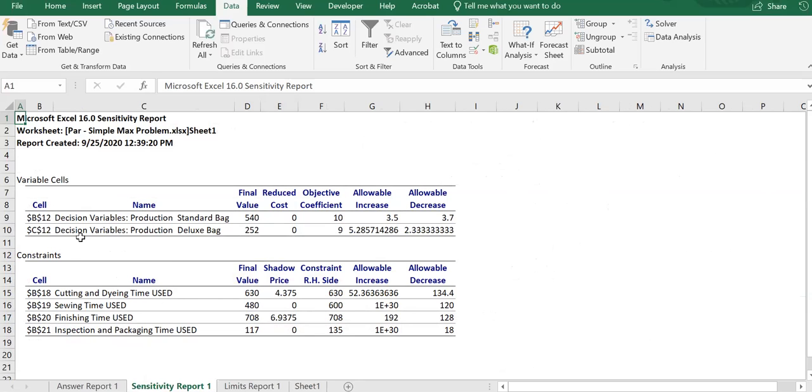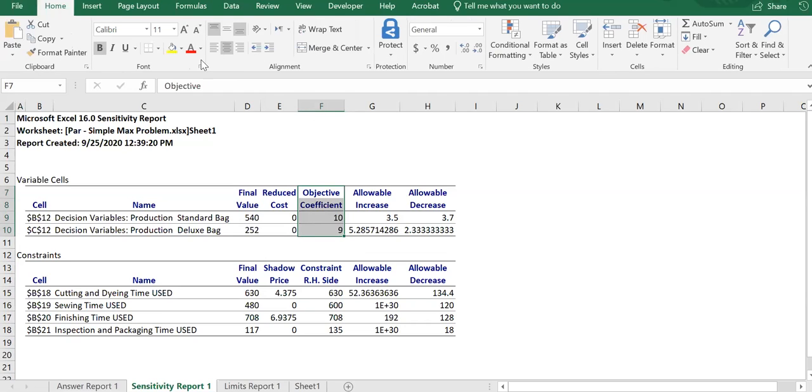All right, now let's get into it. So in the variable cells, like I said, we have 1 row for each decision variable. And then it reports the objective function coefficient, which is basically what we have right now, 10 and 9 in the problem that we have solved. So this is nothing new. We already knew it. The other thing that we already knew is the final value.